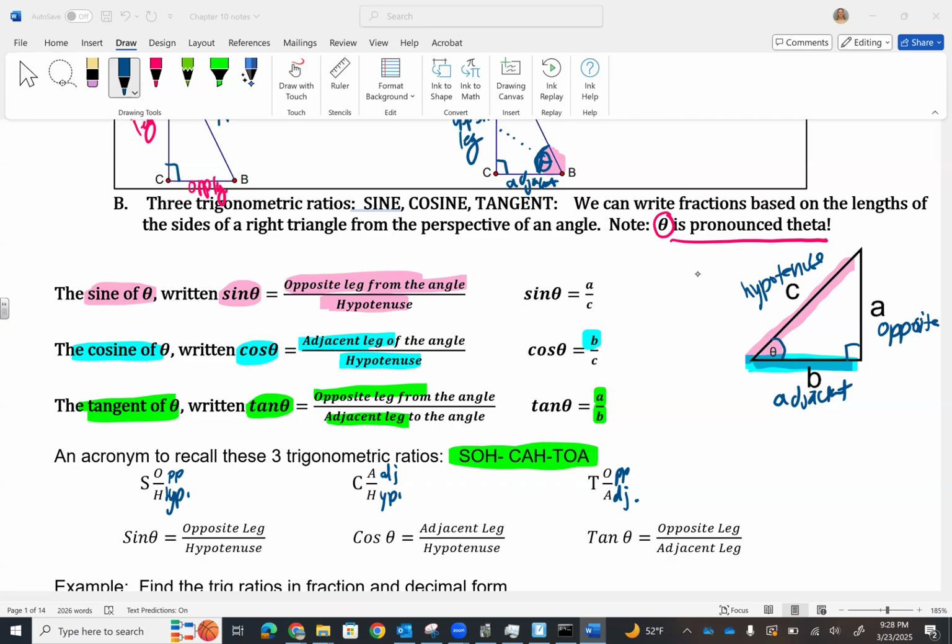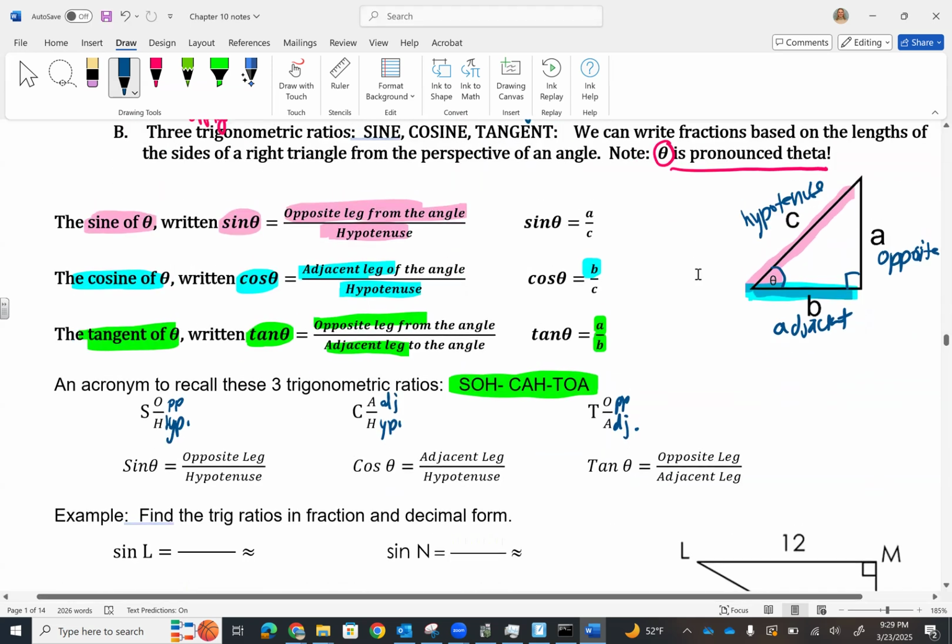Okay, I'm back. So SOHCAHTOA. Sine is SOH, opposite over hypotenuse. Cosine is CAH, adjacent over hypotenuse. And TOA would be opposite over adjacent. So you do need to know SOHCAHTOA. And I wrote it three times in a row.